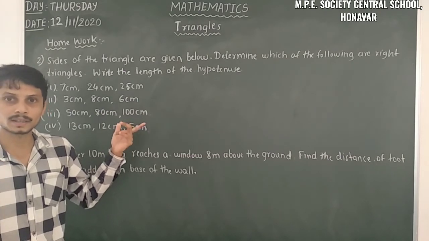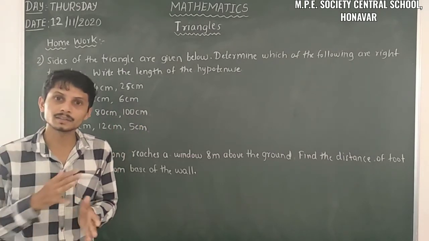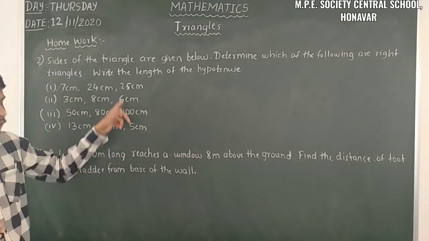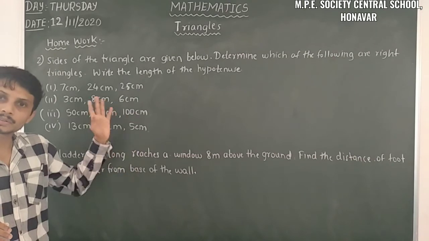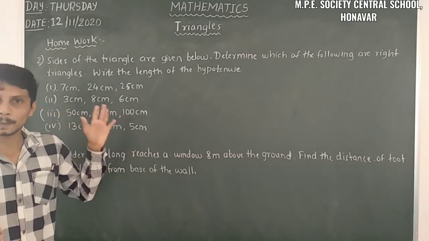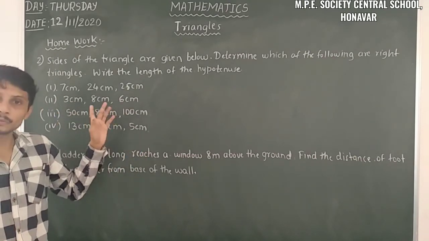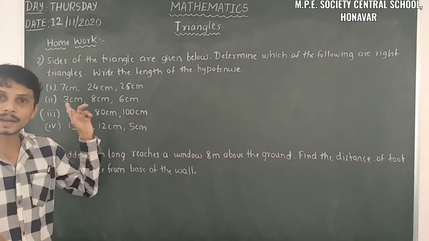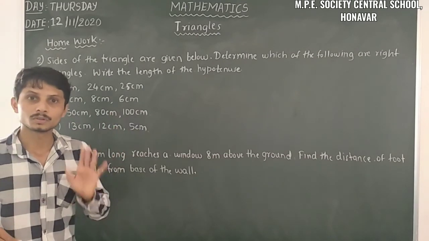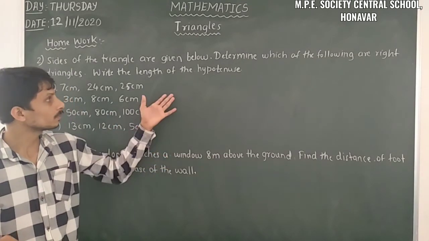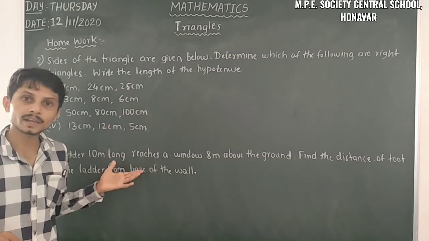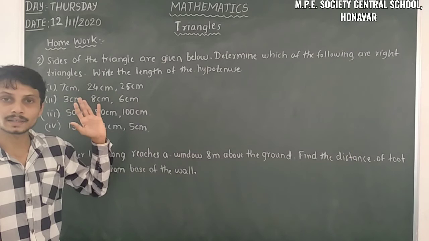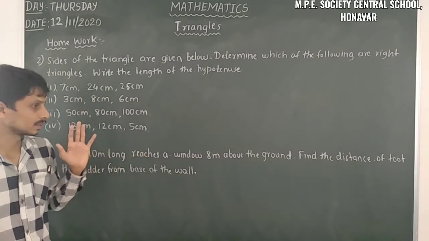When we have a right angle triangle, the higher length is the hypotenuse only. So in that, the highest length is the hypotenuse. Also, we have to verify the Pythagoras theorem for all these conditions, and then you have to measure. So you have to verify all those and determine which of these conditions are right angle triangles.